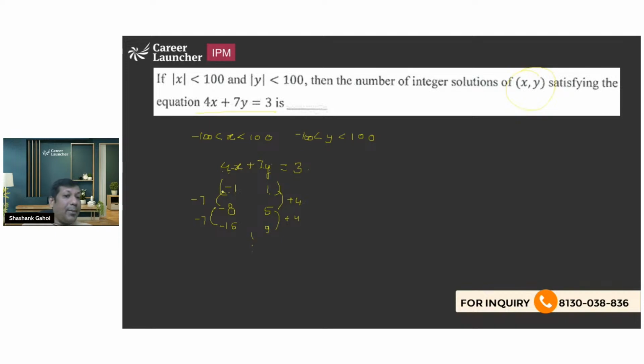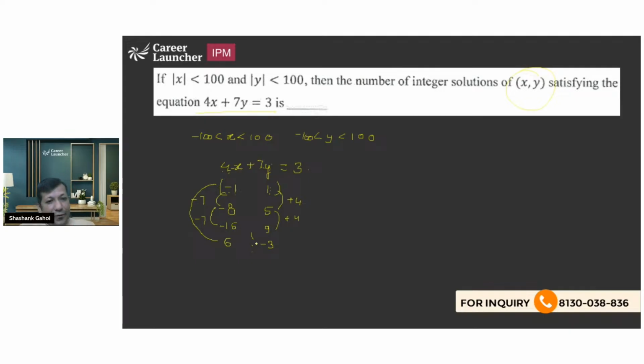Here I subtracted. Now I can also add. Here I added 7. Then what am I going to get? I'm going to get 6. If I added 7 here, then here I have to subtract 4. This becomes -3. This is another solution I'm going to get.